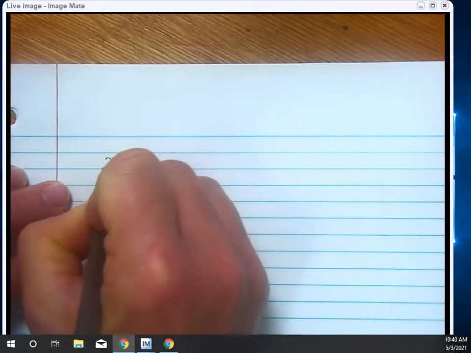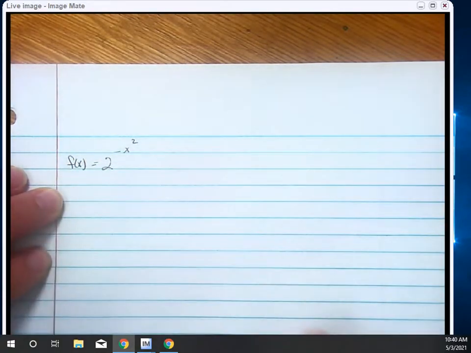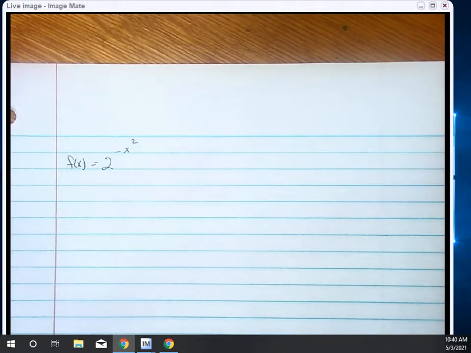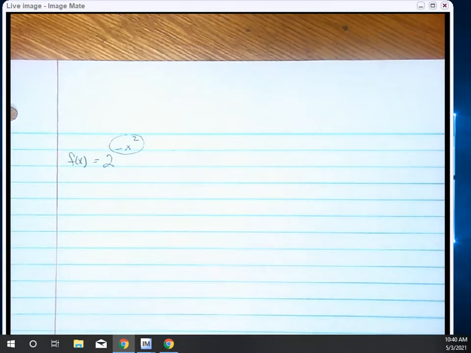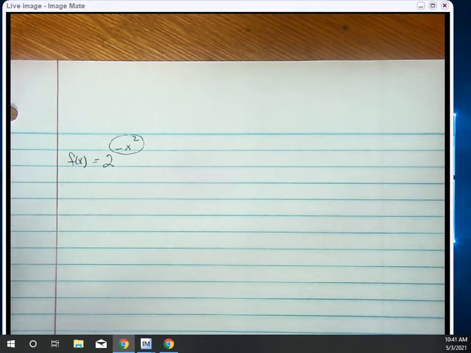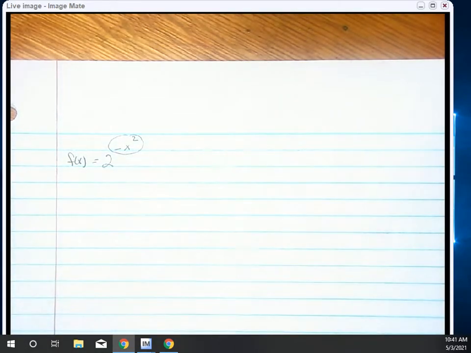If we are going to graph the function 2 to the negative x squared, what happens to our function if we have a negative inside the function? Anybody remember? Nobody wants to jump out on that limb? What does the x squared have anything to do with?